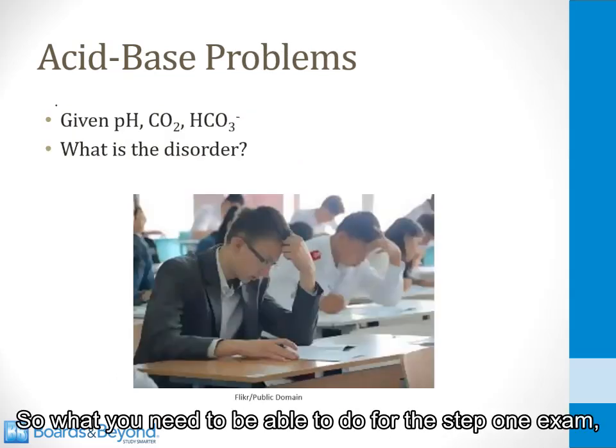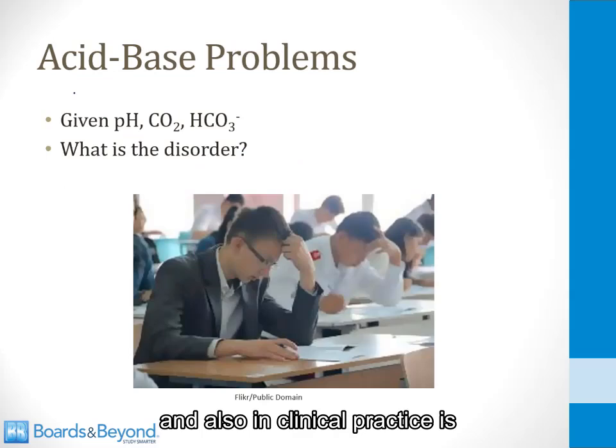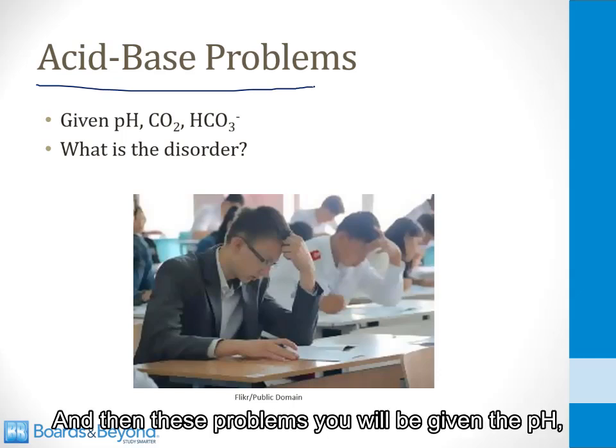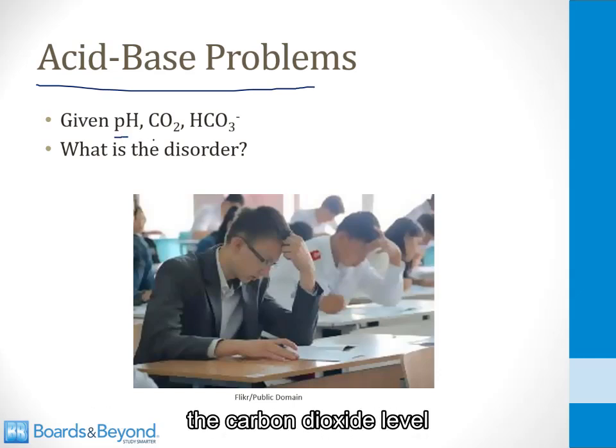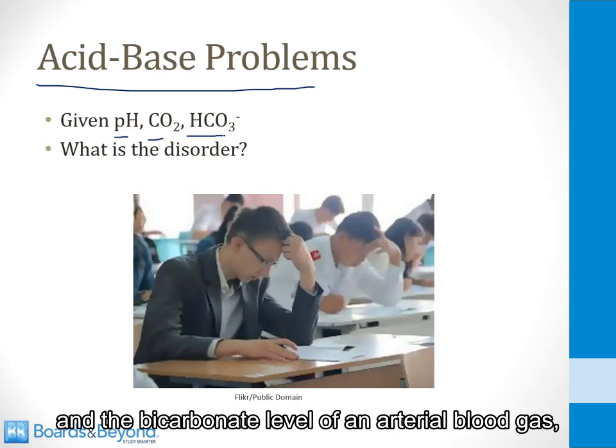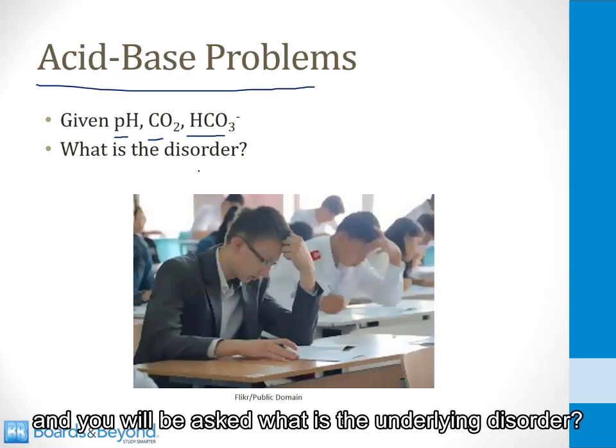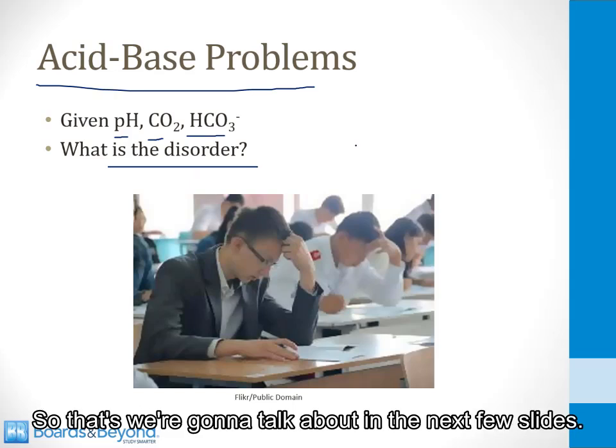So what you need to be able to do for the Step 1 exam and also in clinical practice is to solve acid-base problems. And in these problems, you will be given the pH, the carbon dioxide level, and the bicarbonate level of an arterial blood gas, and you will be asked, what is the underlying disorder? So that's what we're going to talk about in the next few slides.